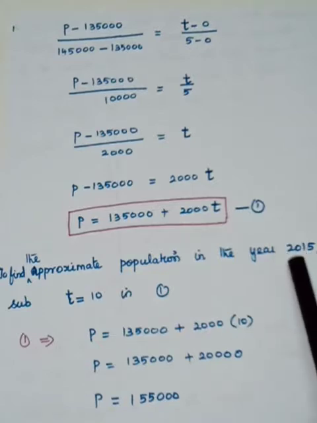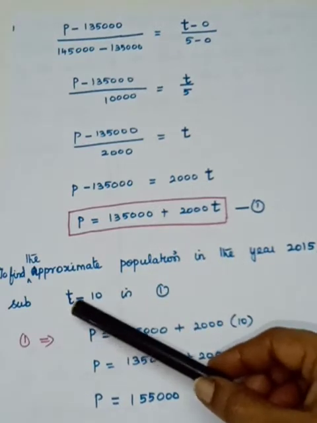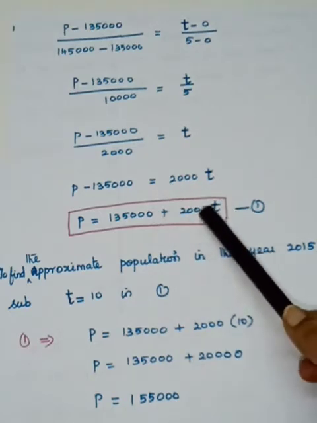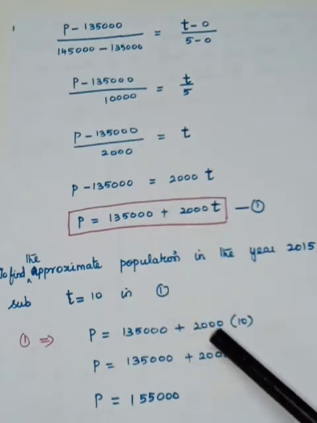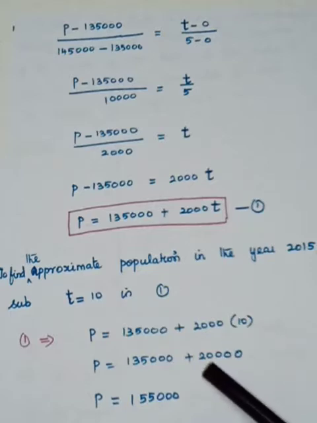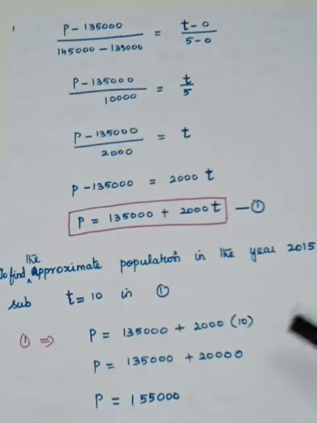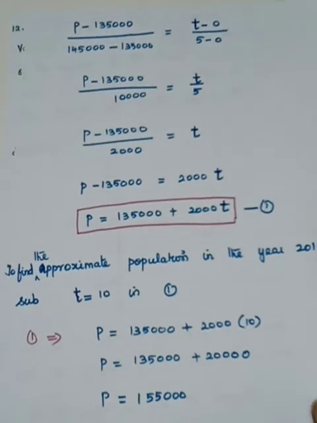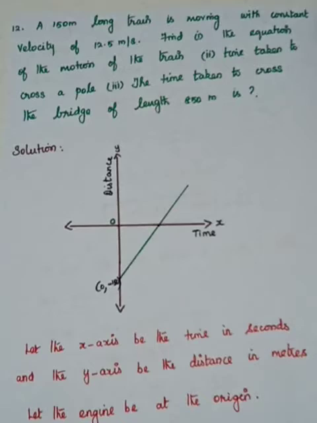The 2015 is what? We have taken T is equal to 10. So when T is equal to 10, if you substitute in the first equation, you will get 2000 into 10 is 20,000. If you add these two, the population in the year 2015 is 1,55,000 approximately. And coming to the problem number 12.